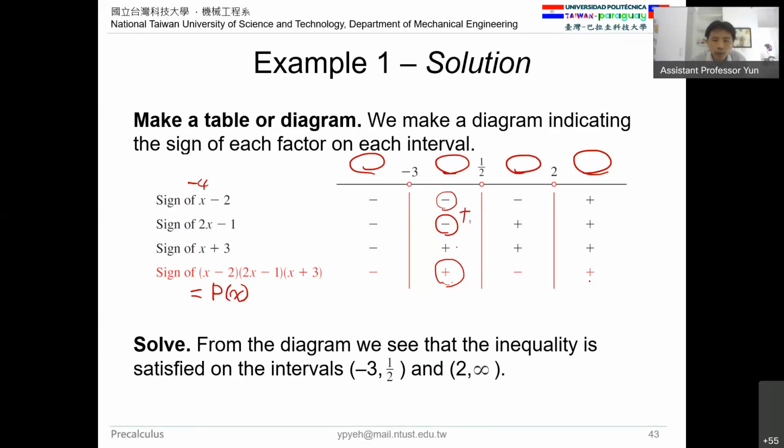Also in the case of x larger than 2, the sign of this function is also positive here. Okay. So if we are looking for where the function is larger than or equal to 0, only these 2 regions satisfy this inequality. So you can see the solution of this inequality will be the interval between minus 3 and 1/2, and the interval between 2 and infinity. Okay, so that's the way we find these inequalities.